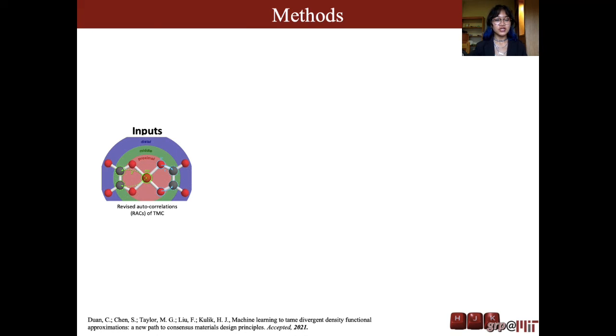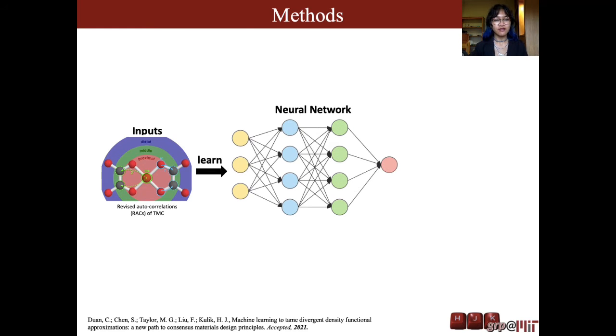The way that we go about this is we have these sets of revised autocorrelations of our TMCs, or RACs. A RAC is basically just a connectivity of a molecule, which shows how the surrounding atoms are connected to the transition metal. And we have these as inputs to train our neural network.